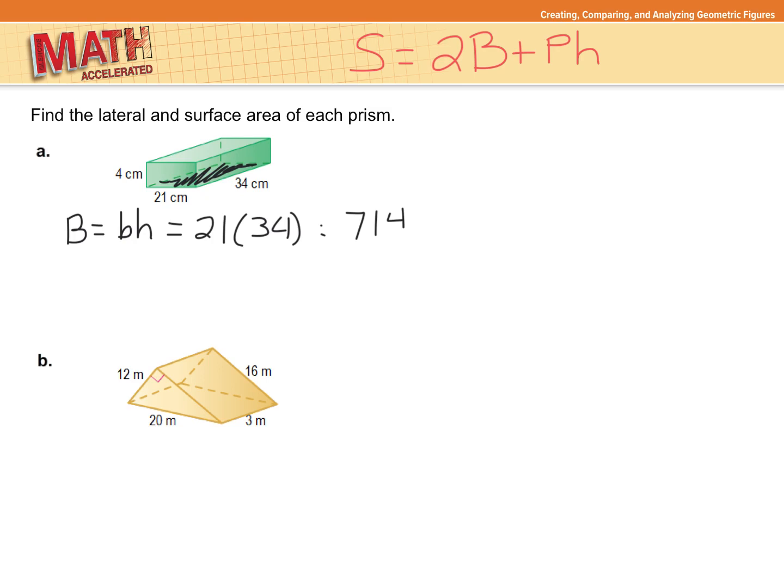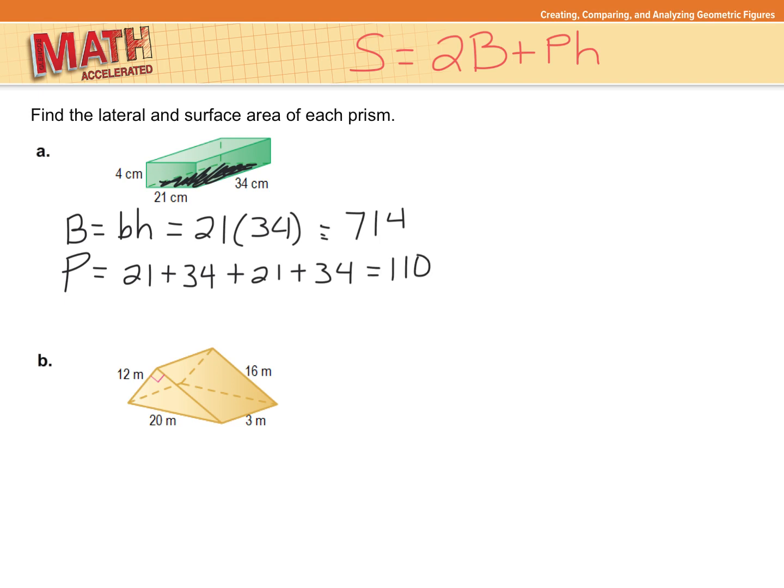What should we find next? I'm going to work left to right, so we're going to find capital P. Again, what does capital P stand for? Perimeter of the base. For this base shape, how do I find the perimeter? Add up all the sides. So we have 21 plus 34. What are the other sides? The same, 21 plus 34. If I add all those together, I get 110.